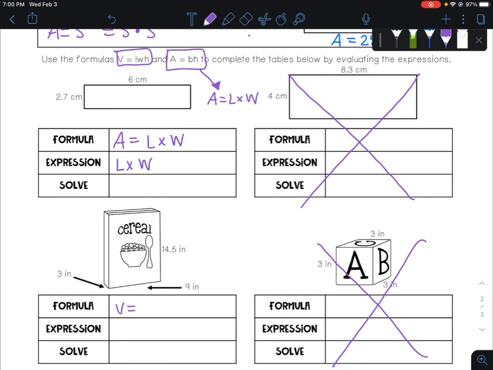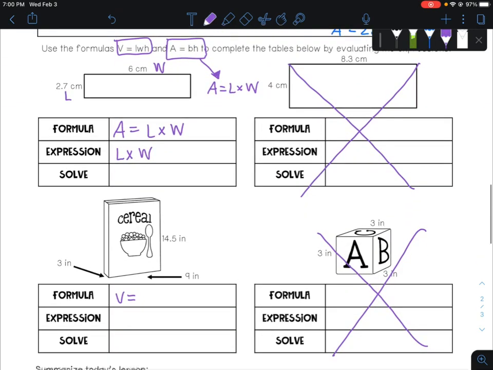So we need to know which one is L and which one is W. I'm going to call this the length L and this the width W. Remember, it doesn't matter what order you multiply in. You'll get the same answer either way. So if you flip-flop those, it would be okay. So fill it in to substitute, and you're going to get 2.7 times 6. And if you do that math out, you get 16.2. And same as before, centimeters squared because it's 2-dimensional.